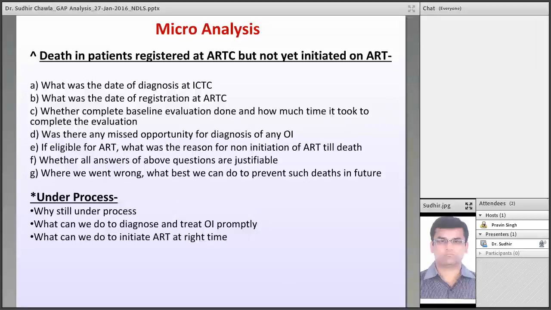If it is like that, it is okay. But if it is not there, so ideally there should be no patient in under process after initiation on ART from the retention part.